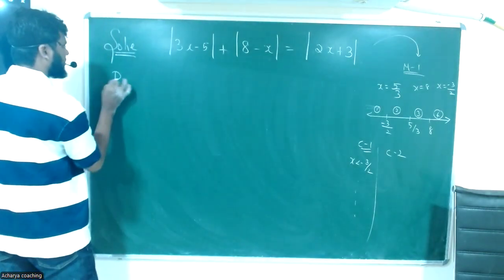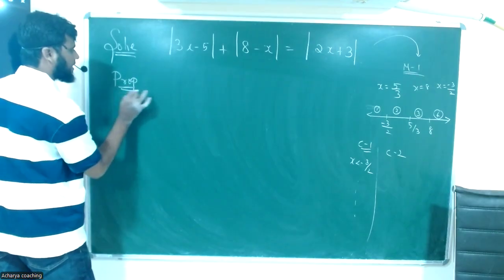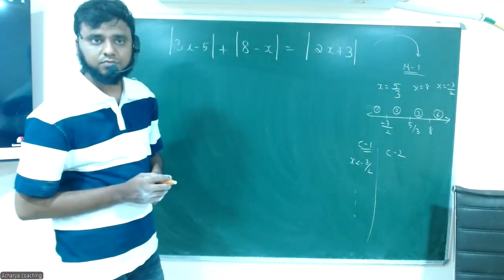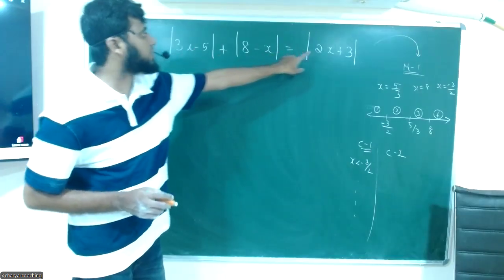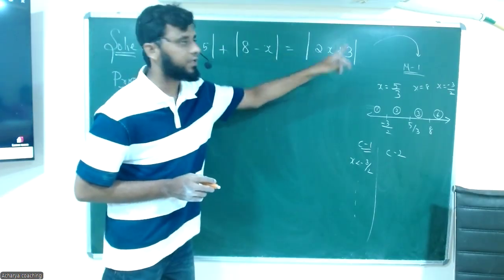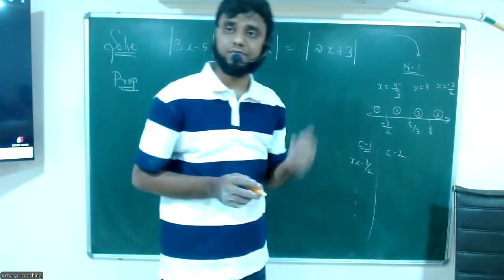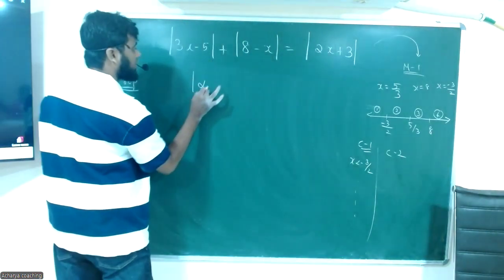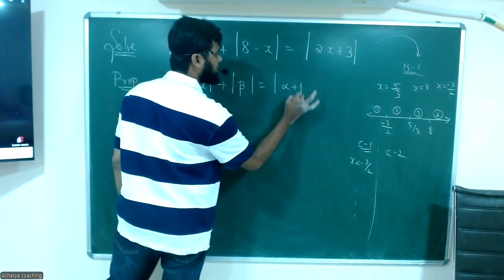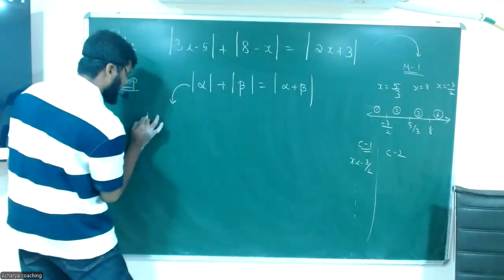see the property, uses of property. Can you see this? If I add, I'm getting this one. 3x minus x, 2x. 8 minus 5 plus 3. When this will happen? This looks like modulus of alpha plus modulus of beta equal to modulus of alpha plus beta. When valid?